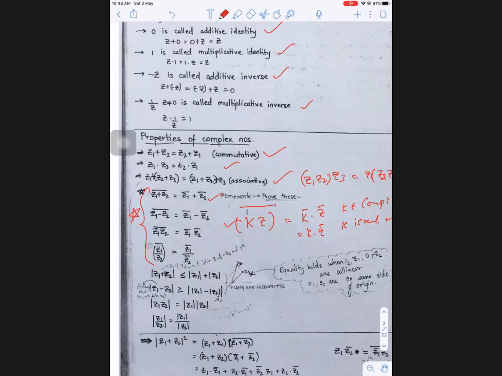We have an important application related to this, related to z1 plus z2 and z1 minus z2. Just based on these three results, we have an important property in complex polynomials. What is that?